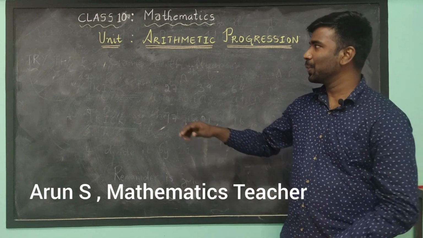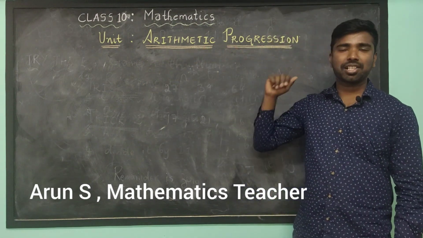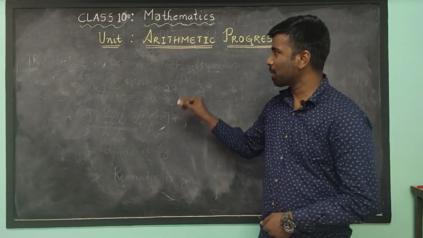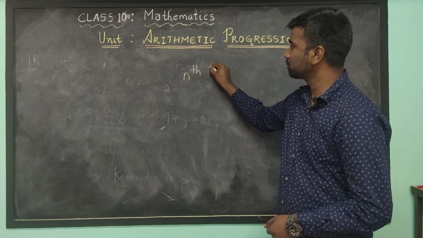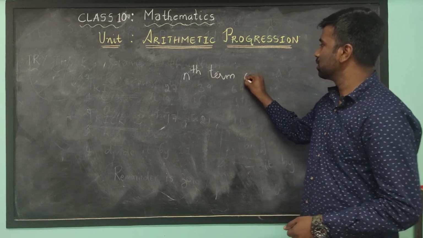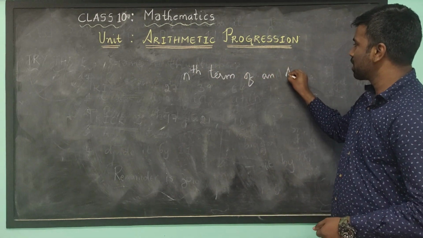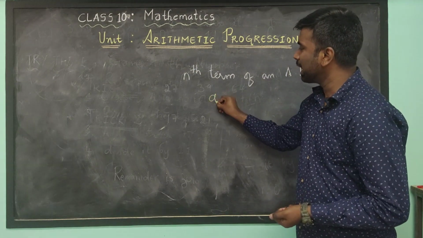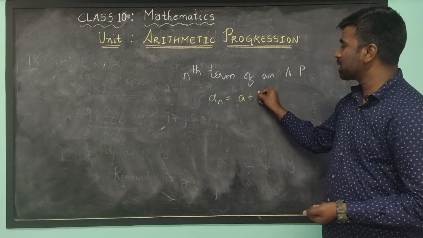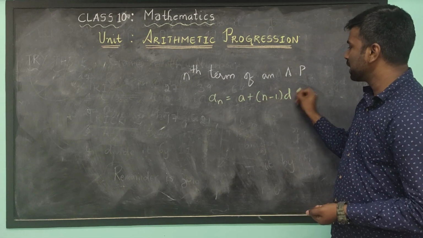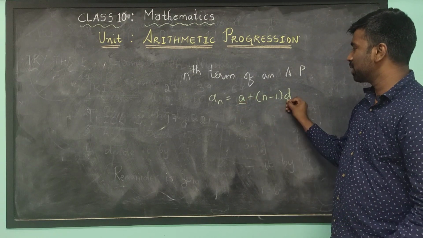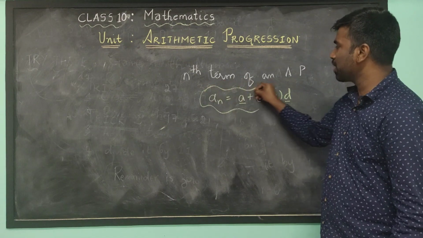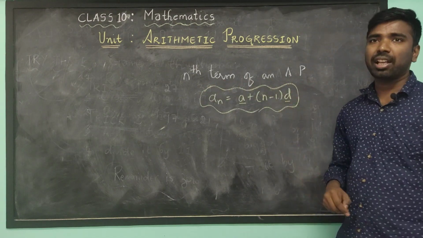We are discussing the unit arithmetic progression. Last class we solved a few examples on the concept of nth term of an AP. So what is the formula to find the nth term of an AP? It is given by an equals a plus n minus 1 into d, where a is the first term and d is the common difference.